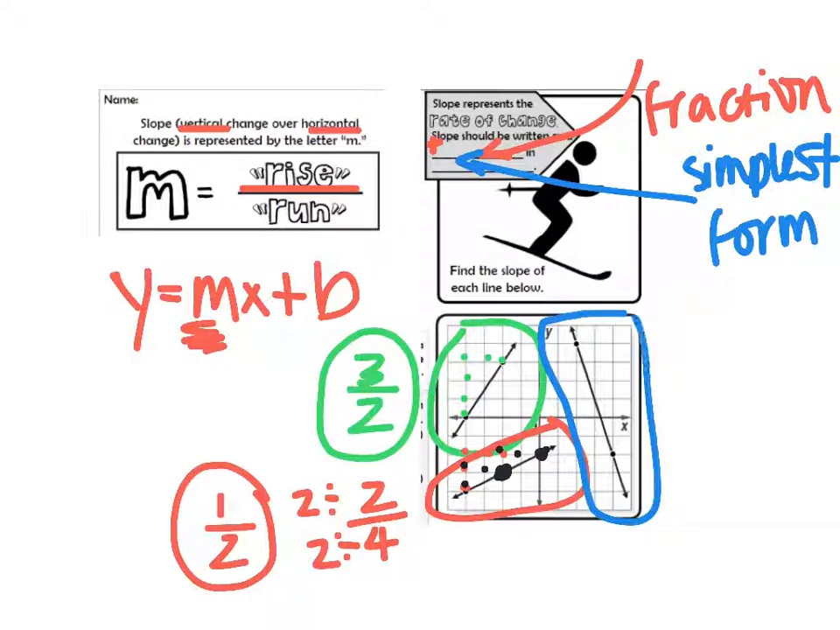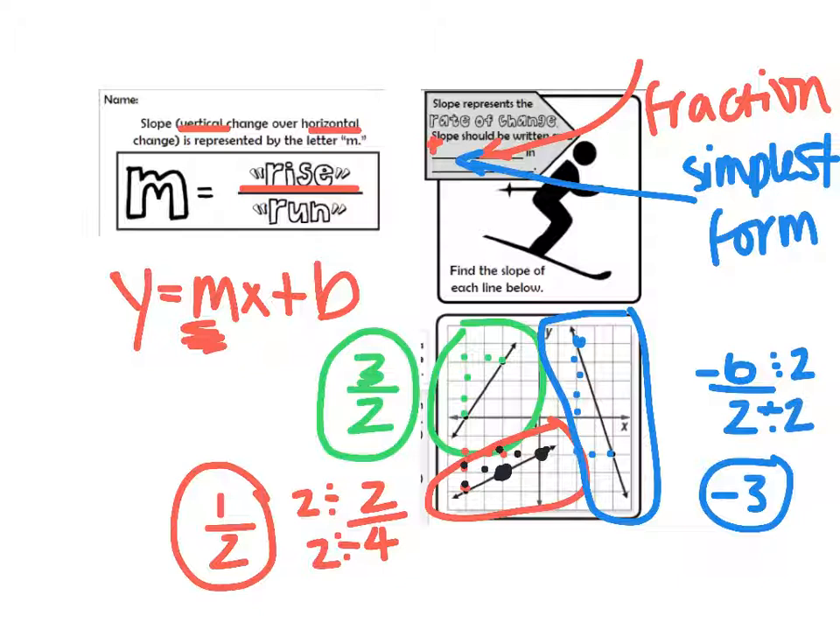Okay, and then this line over here, starting on the left, which is this point up here, count down 1, 2, 3, 4, 5, 6. Down 6. Since it's down, you're going to put a negative, and then over 1, 2. Okay, this one also reduces. You can divide it evenly. -6 divided by 2 is -3. They both reduce by 2. And that would be -3 over 1, which is the same. Okay, but you want to try to reduce if you can.